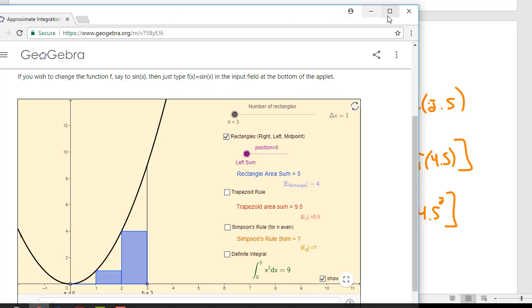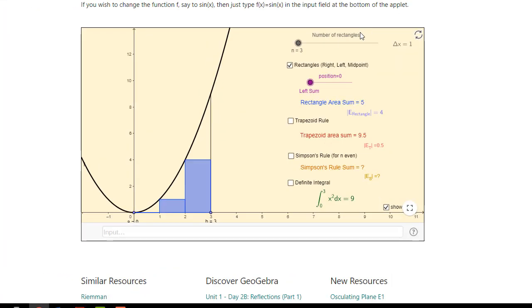geogebra.org/m/v75byej6. If you just did a Google search for probably like Simpsons Rule applet, you should find that. Or you could just Google search GeoGebra approximating integrals. You should be able to find it that way as well. Now, what I'm going to do here is type in my equation, f of x equals x raised to the power of 2, and I'm going to hit enter. And there's my graph of f of x equals x squared. And then I wanted n equals 4. So I'm going to bump up to n equals 4.